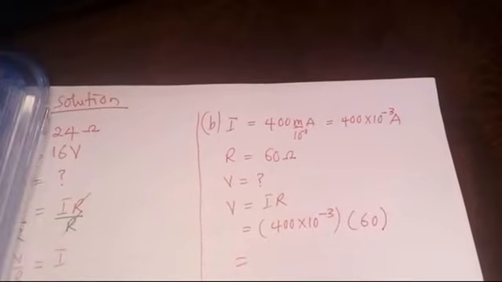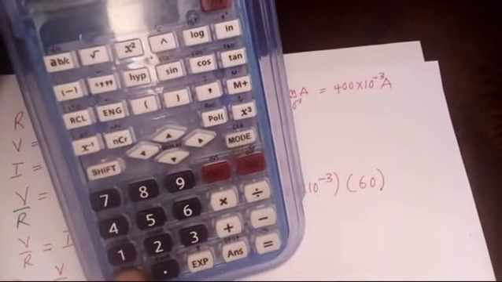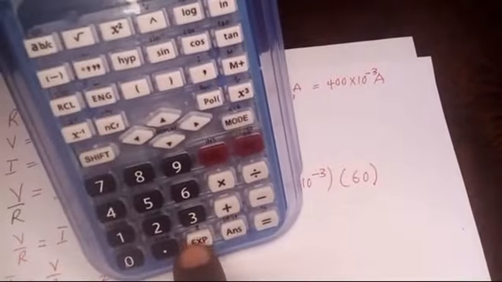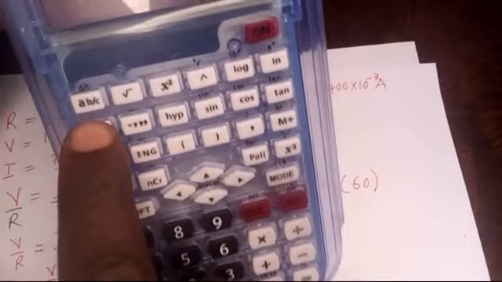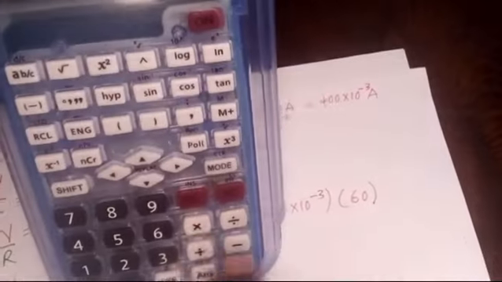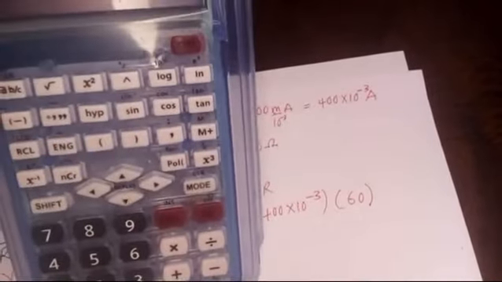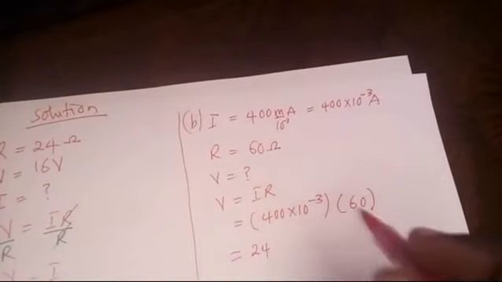So we take our calculator and press 400, exponential, minus, 3. You see the E appears, and then the negative appears, you press 3. This is 400 exponential minus 3, then multiplied by 60, you see times 60 appears, then you press the equality sign, and you see your result is 24. So we have 24. We don't stop here.